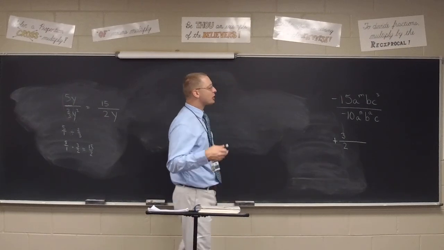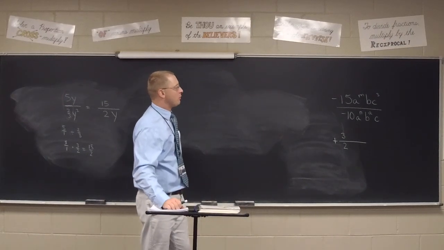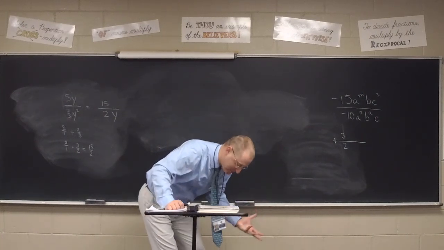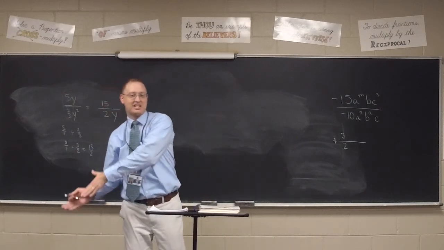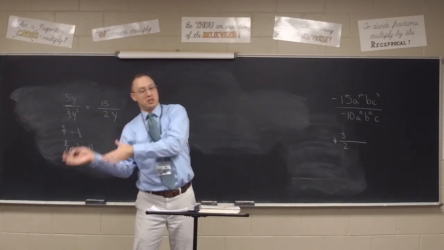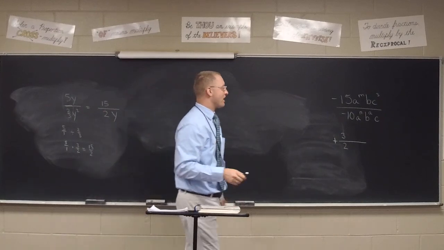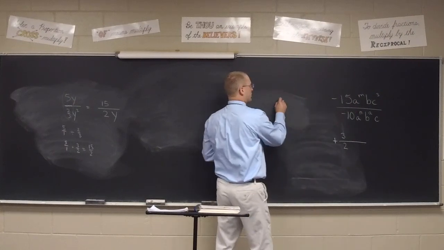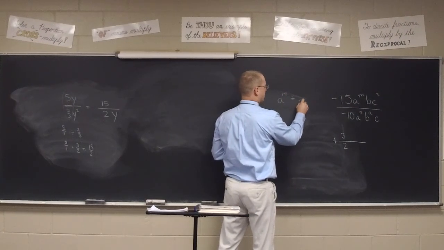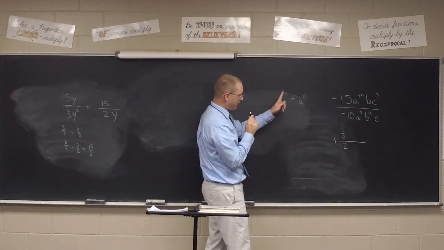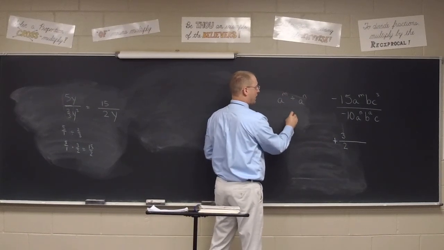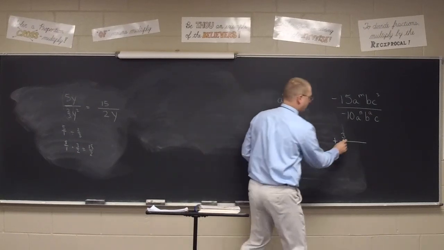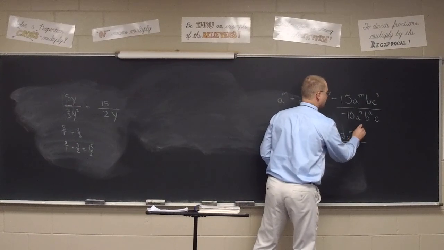All right. Now, as far as the letters go, when we divide like bases, we subtract the exponents. When we multiply like bases, we add. You gotta keep those straight. So here, I've got a to the m divided by a to the n. And when I divide like bases, I subtract the exponents, m minus n. And there's my answer, a to the m minus n.